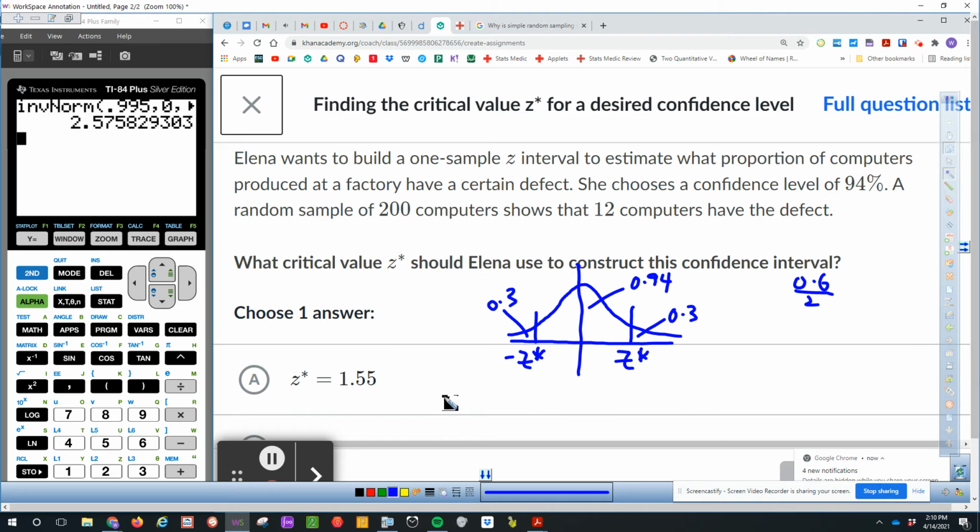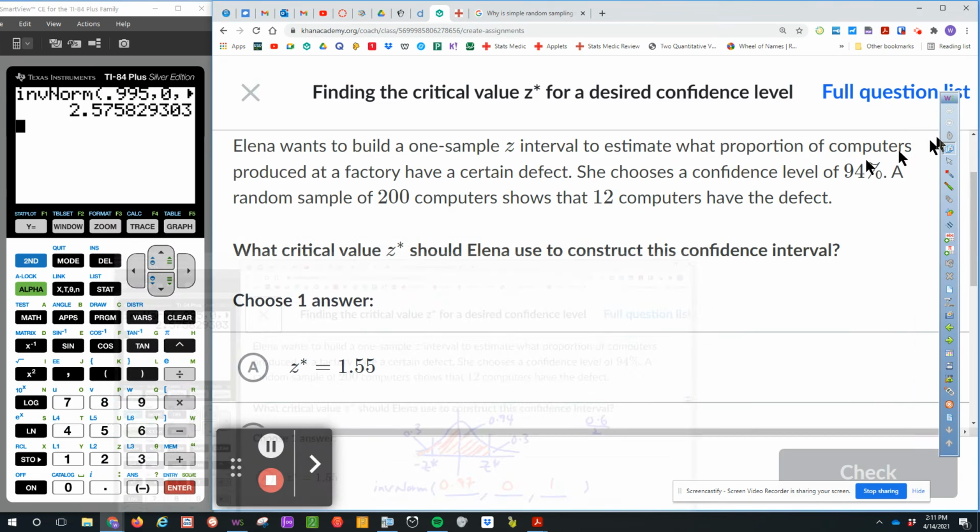So again, second vars, we go to inverse norm, right? I need three things. I need my area to the left, I need my mean, and I need my standard deviation. So area to the left of z star here. So it's 0.94 plus 0.03, which is 0.97, and the mean is 1. Sorry, mean is 0, standard deviation is 1.